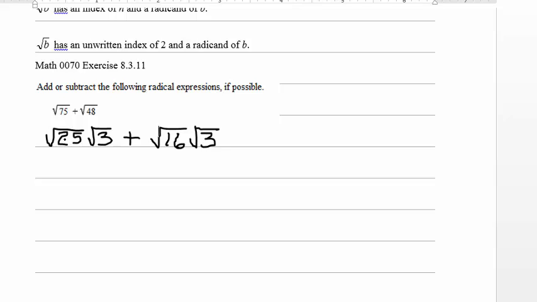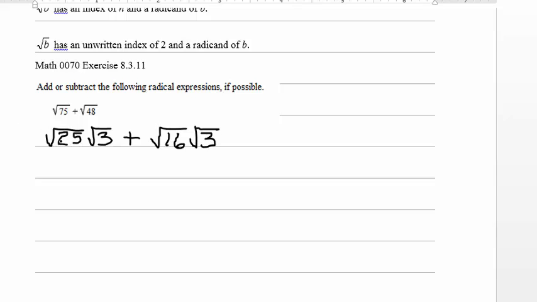So for 75, 25 is the largest perfect square that divides evenly into 75, and then that has to be multiplied by 3 so that the product of these two radicands is 75. Similarly, 48 is evenly divisible by 4, which is a perfect square, but that is not the biggest perfect square. 16 is actually the biggest perfect square that divides evenly into 48. So we write 48 as 16 times 3.